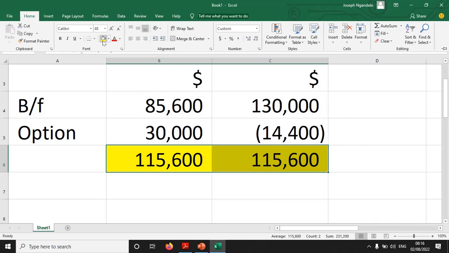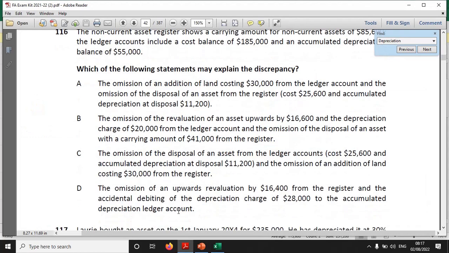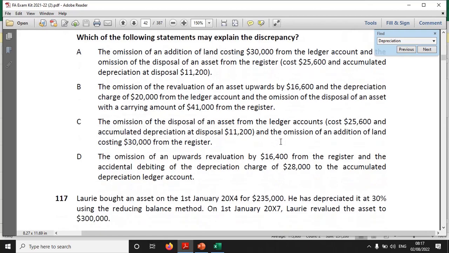You can try out the last option and see if it makes sense to you. This is D. It says the omission of an upward revaluation of how much? 16.4 from the register, and the accidental debiting of the depreciation charge of 28,000, meaning that we have to subtract this number by 2. But I don't think that this is going to give you the correct answer. I think we have spent too much time on this particular question. I'd like us to proceed. So the answer is C.